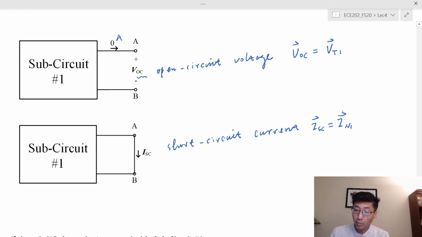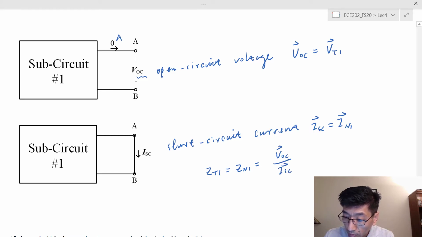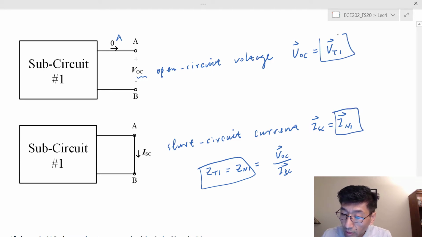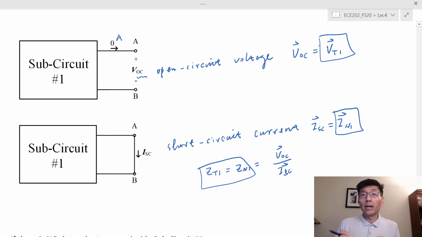Once you find these, Z sub T1 equals Z sub N1, which equals V sub OC over I sub SC, or V sub T1 over I sub N1, as we said. So that's how we find these parameters for the Thevenin and Norton equivalent circuits. Basically, you need to find the open circuit voltage and short circuit current. This is the most general method, meaning it is applicable to any linear circuit.